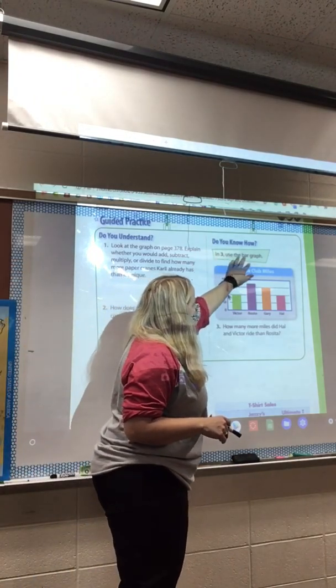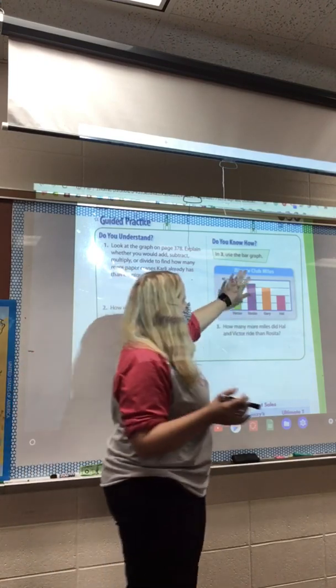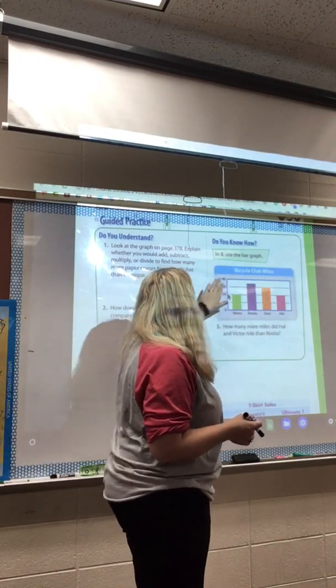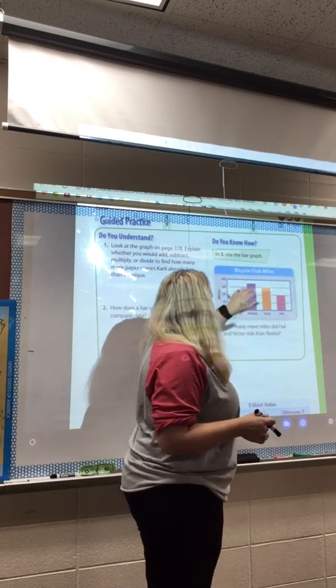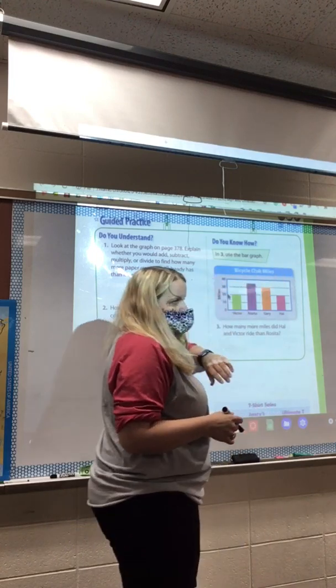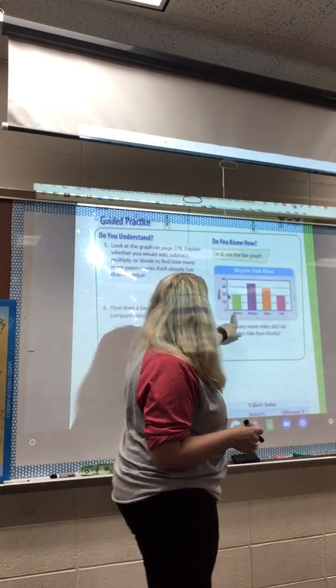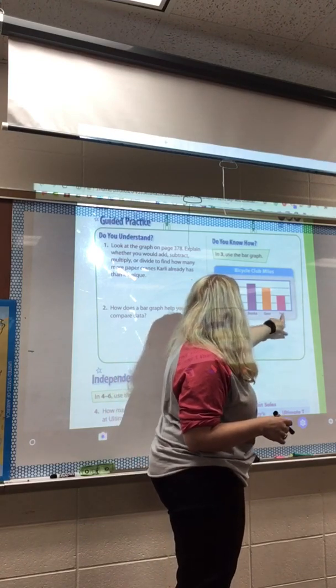It says use the bar graph. So before we answer any questions, we do what? Use the bar graph. We're going to look at it, right? What's our title? Bicycle people mile. So we're talking about a bicycle club and miles. So that's probably miles they ride on their bike, right? Now down here I got some names. I got Victor, Rosita, Gary, and Hal.